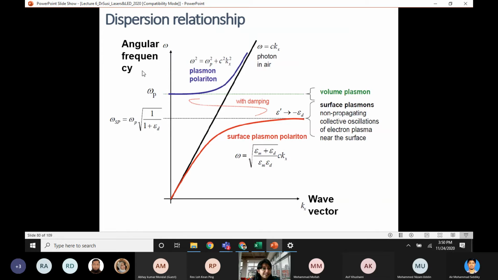Okay, so this is the angular frequency versus the wave vector, and you can see this shows the surface plasmon polariton in a normal material, and this is the dispersion of light, omega equals c k_x, photon in air. All right, the angular frequency for light. And what happens is when we dampen this using maybe a prism, we can shift this surface plasmon into this red curve over here. But still, the incident light does not meet with the surface plasmon.